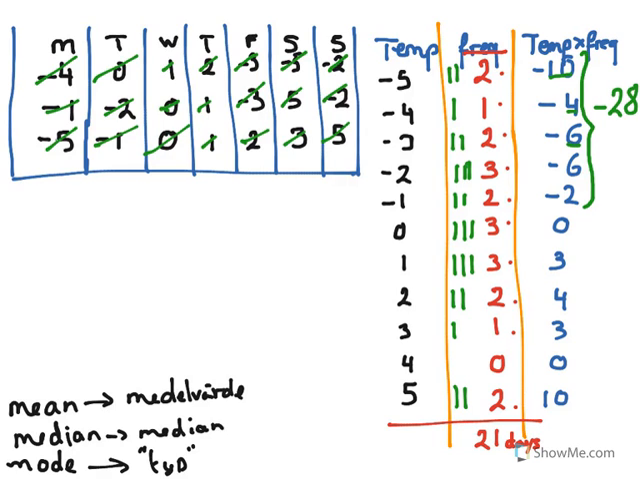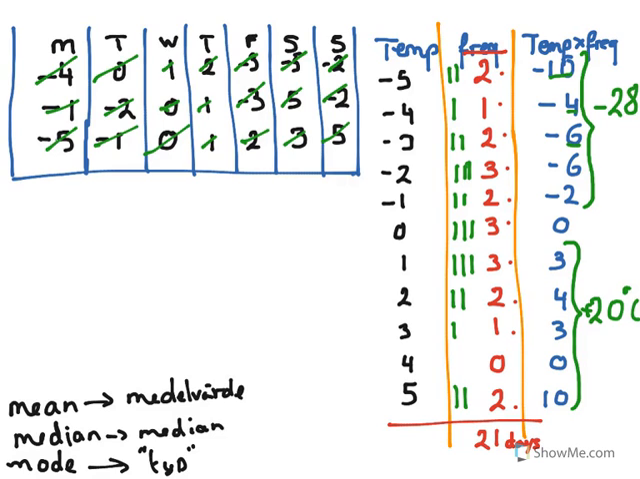Then if we add up all of our positive numbers, we can ignore the zero here because adding zero won't affect anything at all. We have 10 plus 4 plus 3 plus 3, giving us 3 and 3, 6, 6 plus 4, 10. We have 20. Plus 20 degrees of our positive numbers.